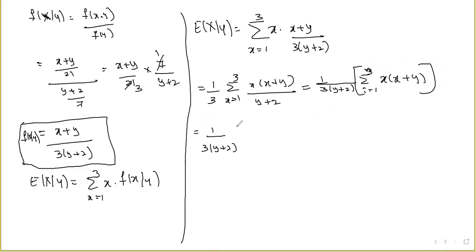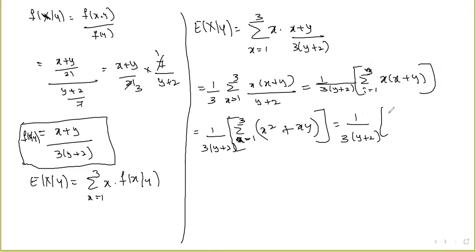When you multiply, first we need to multiply x equal to 1 to 3, x into x plus y, that is x square plus xy, times 1 by 3 y plus 2. So summation x square, x equal to 1 to 3, plus y into summation x equal to 1 to 3 of x. Why? Because y is independent of this variable. So 1 divided by 3 y plus 2.